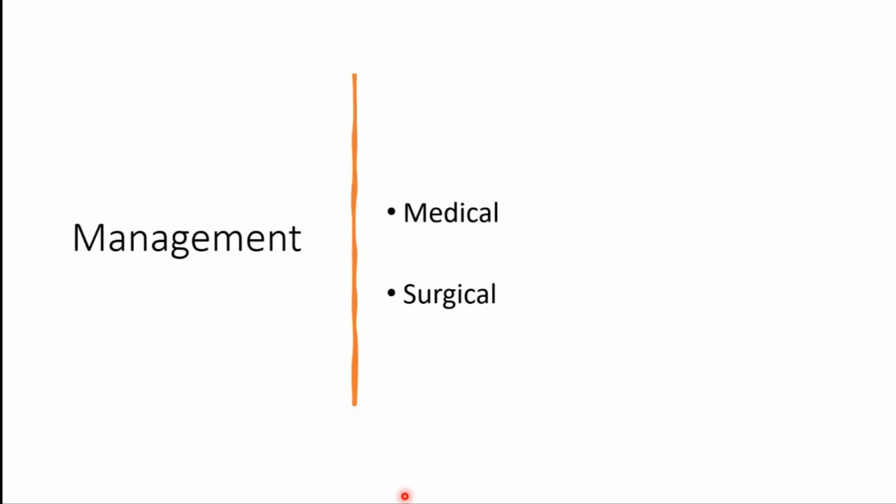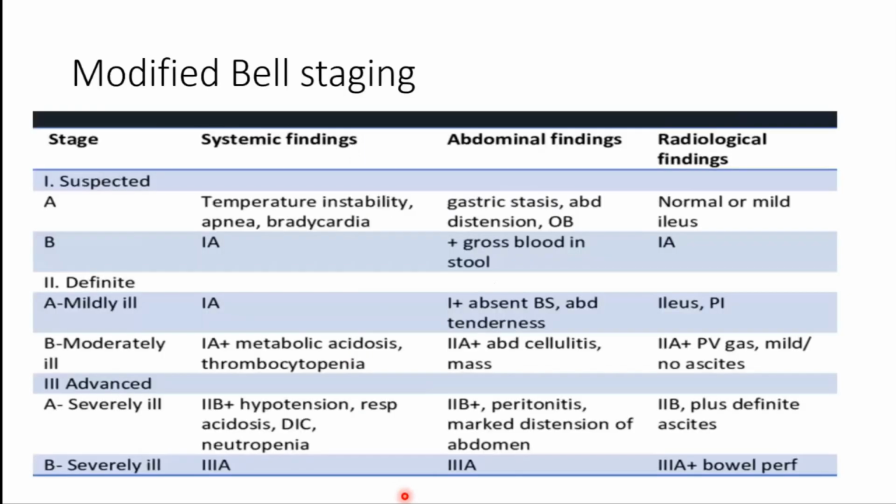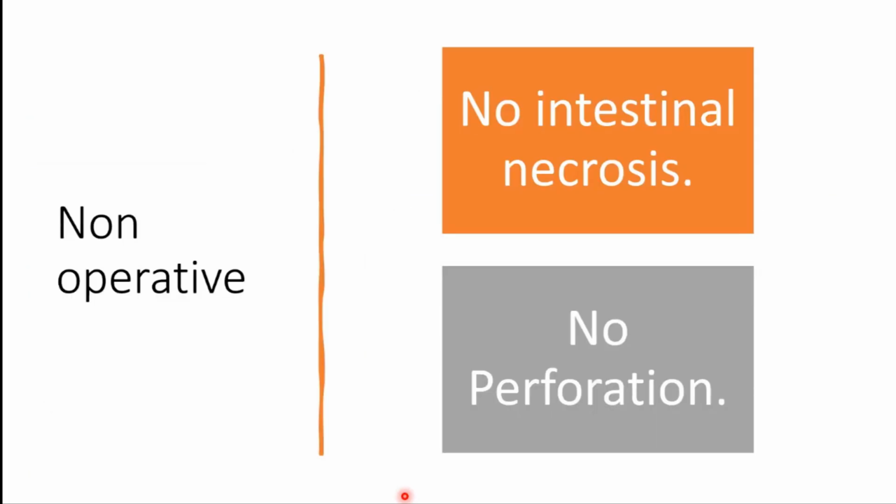So management is medical and surgical, and it all depends upon the staging of the NEC. Stage 1 is suspected, stage 2 is definite, and stage 3 is advanced. And stage 3 is where we go for surgical management. Next slide, please. Non-operative management is indicated if there is no intestinal necrosis and no perforation; we should definitely go for non-operative management.